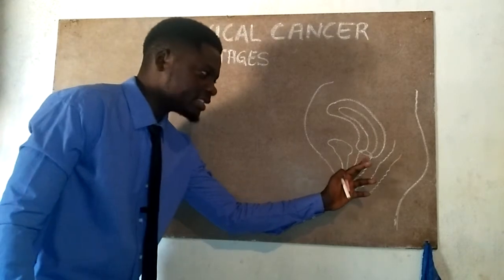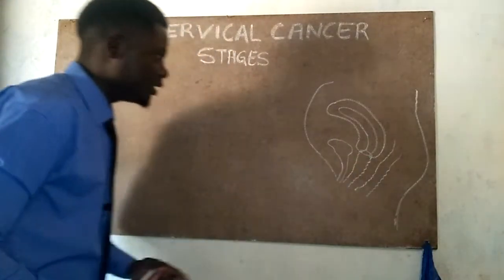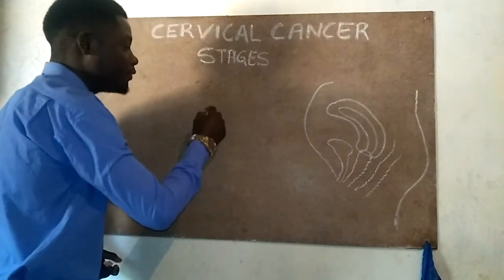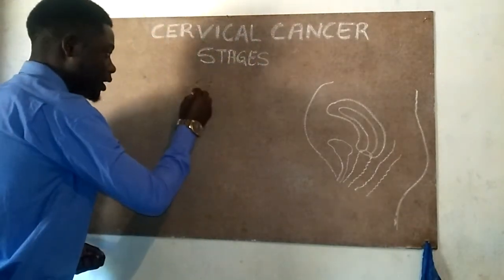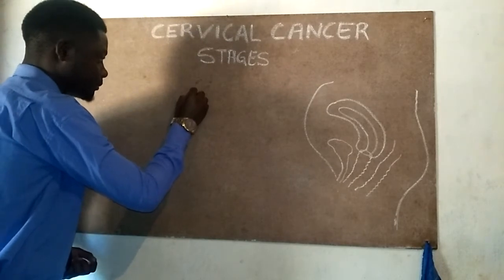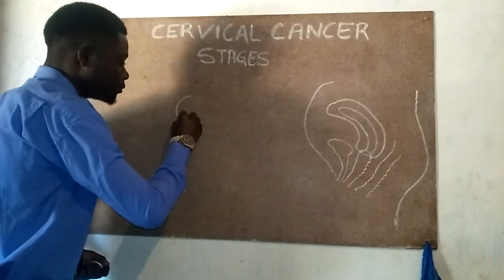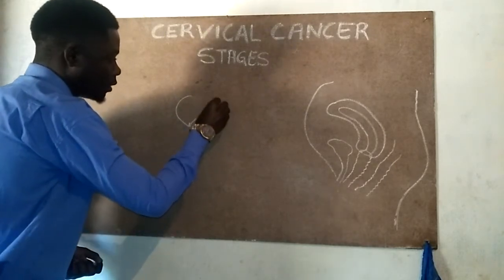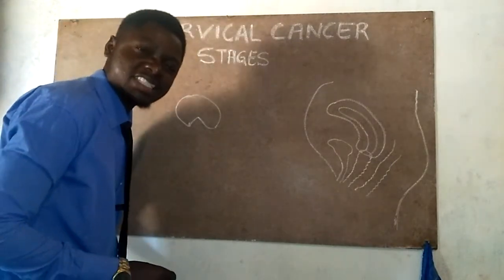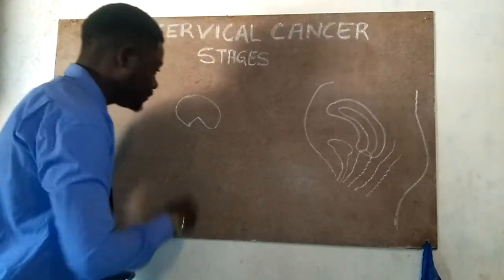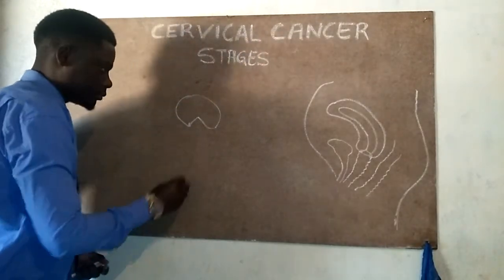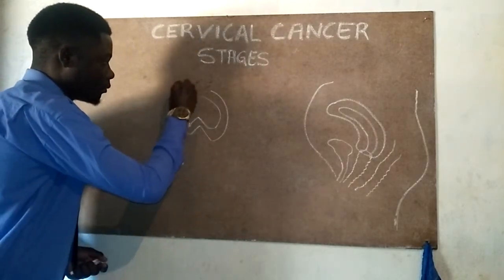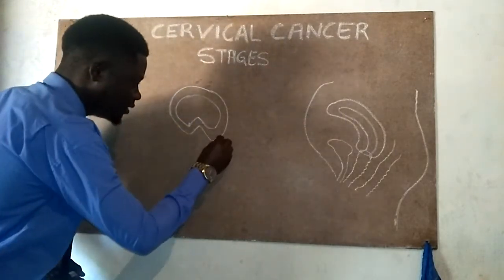We want to take this view of the cervix and zoom it a little bit so that we can have a clear view of what this cervix is. So here we have the cervix. And of course we said that the cervix enters the vagina at a right angle. So here is the cervix, and this is the vagina.